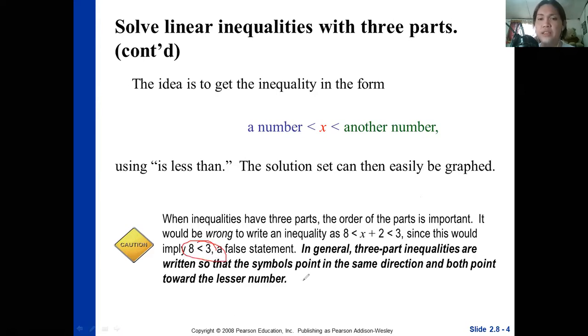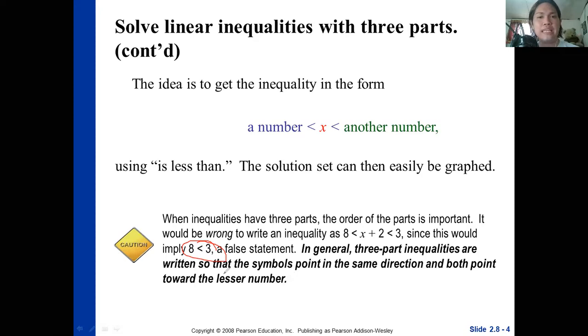In general, three-part inequalities are written so that the symbols point in the same direction and both point toward the lesser number. Again, I want you to remember this one. I need to highlight this because it is very important in solving linear inequalities with three parts.